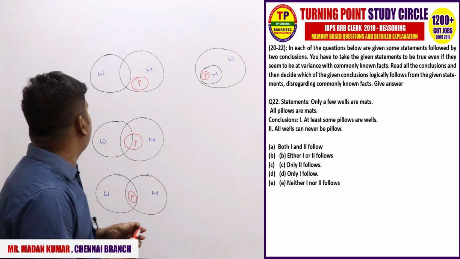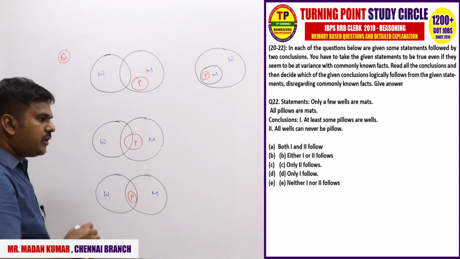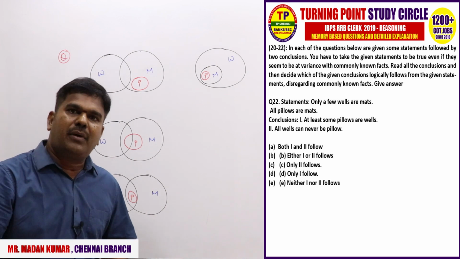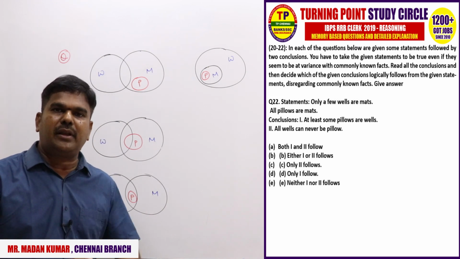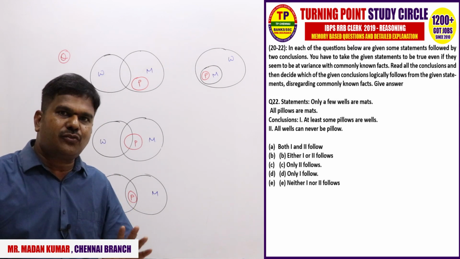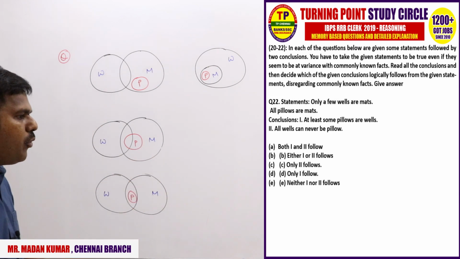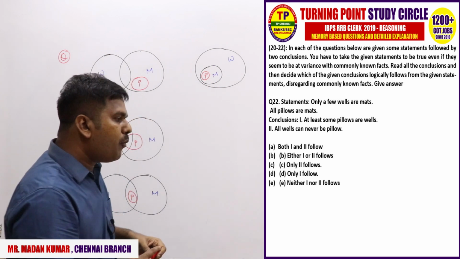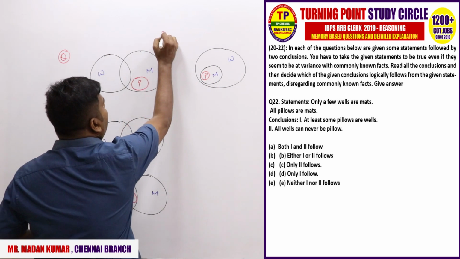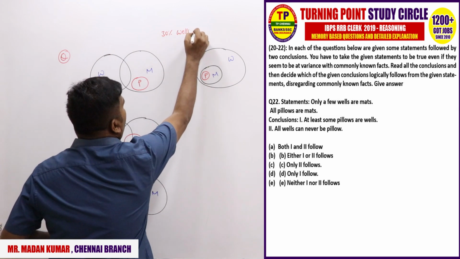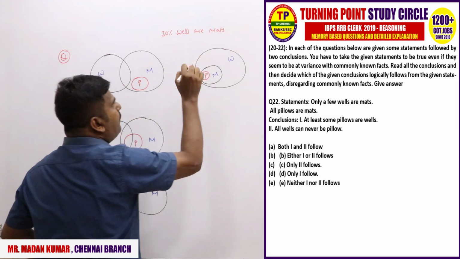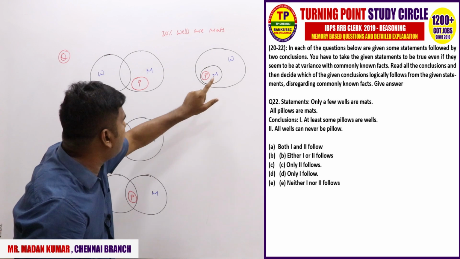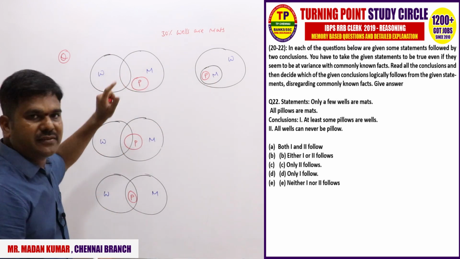Coming to the next question in syllogisms, what is the next question being given? Only a few wells are mats, all pillows are mats. Again, only a few. Whenever only a few is being given, we have only two options as far as Venn diagrams are concerned. So it's been given only a few wells are mats. Wells and mats, this option, and wells and mats. So only a few wells are mats means always remember 30% wells are mats. If you remember like this, it will be easy for you to draw the Venn diagram. So 30% of wells are mats, like that we can consider.